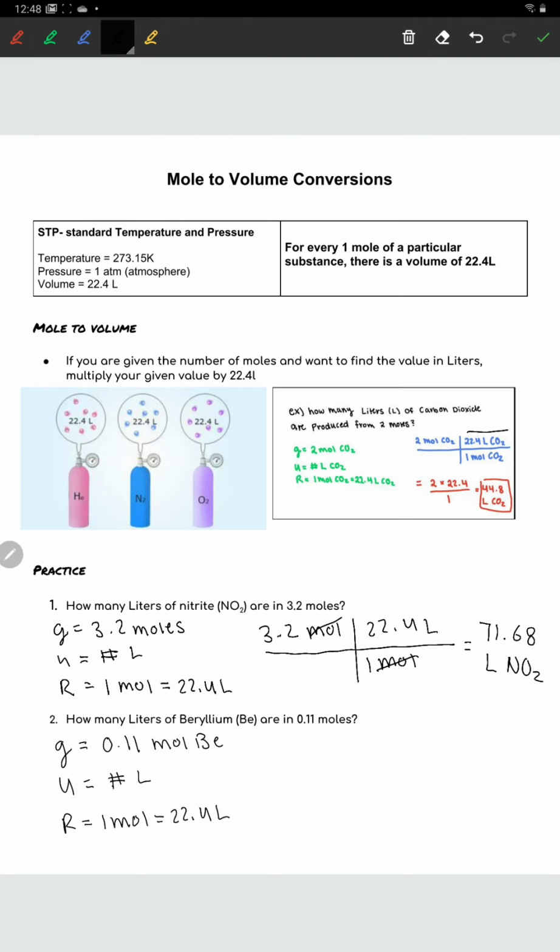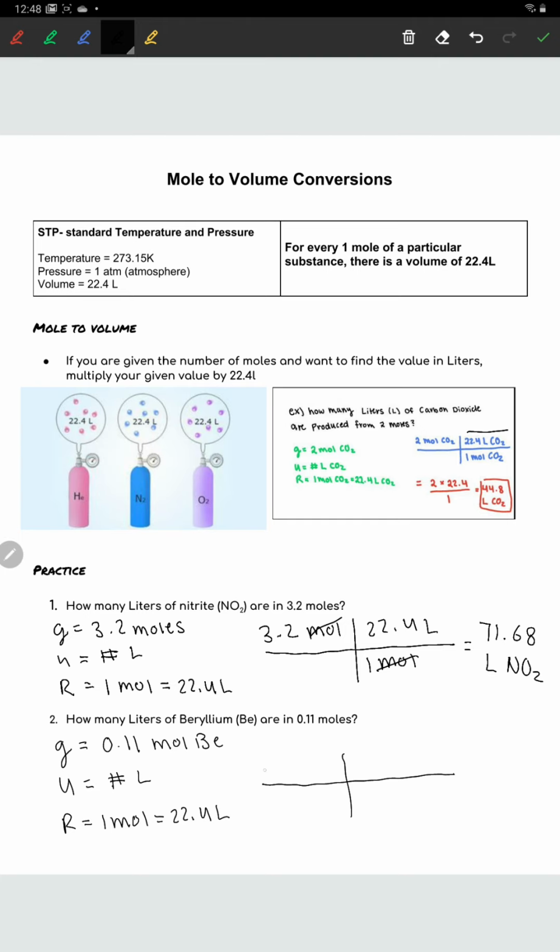So now when we're plugging in, you could use a stoichiometry grid. I always suggest using those. However, if we know that we're multiplying, you can just think, I'm going to take my given and multiply it by our 22.4 unit value. But I like to use the grid because it's especially helpful when we'll move on to more complicated things.